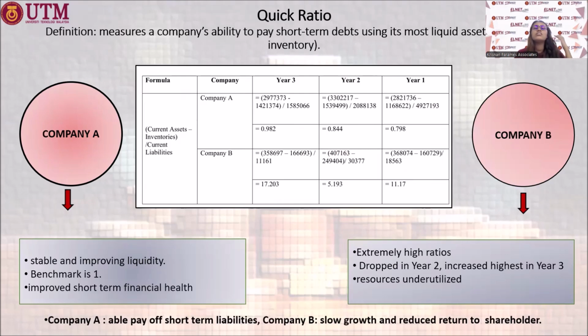Now, let me talk about the quick ratio. The quick ratio measures a company's ability to pay short-term debts using its most liquid assets, which excludes inventory. As you can see in company A, the benchmark for the quick ratio is 1. From year 1 to year 3 it moves from 0.798 up to 0.982, so there is an increase in liquidity for company A and an improvement in its short-term financial health.